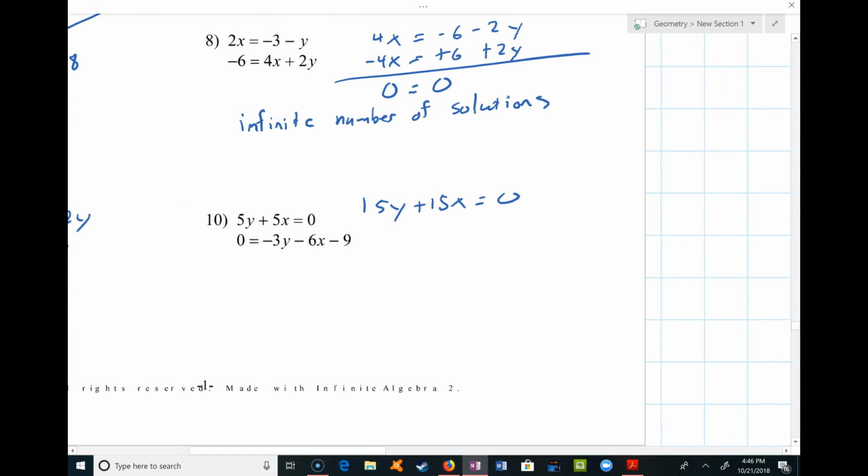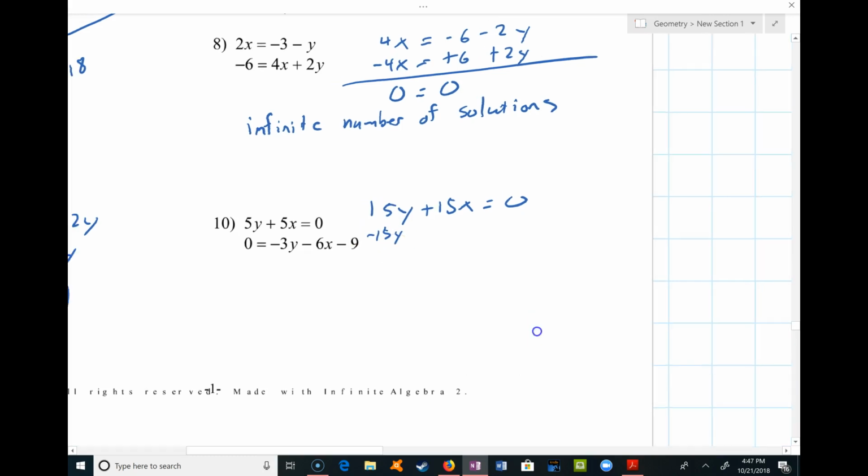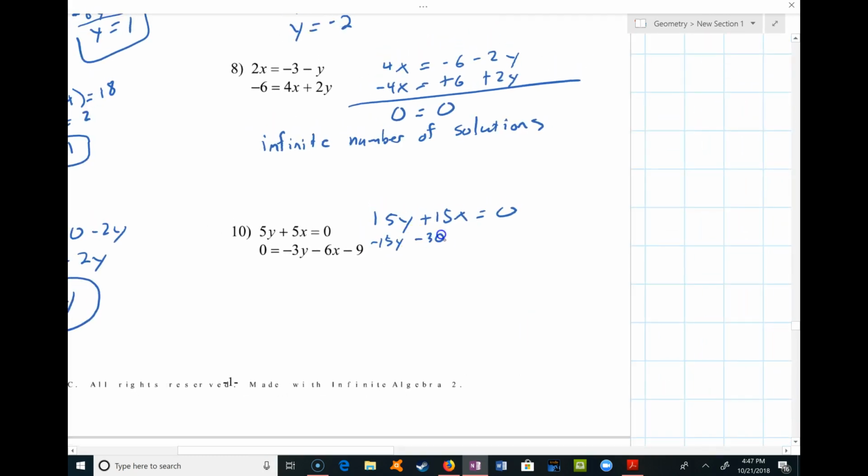And that would be negative 15y, and flip it around, minus 30x, minus 45 is equal to 0. So I multiply the top by 3 and the bottom by 5. And so then I can add them together and I get 15y and negative 15y is 0. 15x and negative 30x is negative 15x. And negative 45 and nothing is negative 45. And of course 0 and 0 is 0.